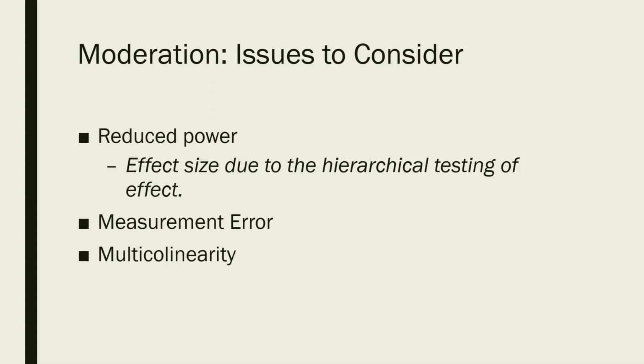Some issues for us to consider when we're looking at moderation is that there is reduced power, and that's mainly due to the hierarchical nature of the testing of these effects. It usually means that because of the shared variances, by the time the variance has been allotted to the interaction effect, it has lost a lot of power, mainly with reference to effect size. And what also occurs is a compounding of the effect of our measurement error, simply because what we're dealing with is a multiplicative effect as opposed to an additive effect.